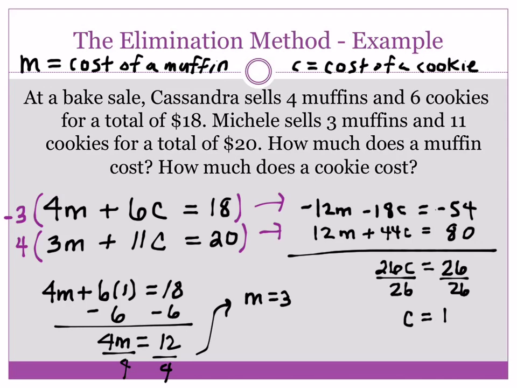Okay, let's check with the second one though. This would be 3 times 3, which gives me 9 plus 11. What is 9 plus 11? 20. Fantastic, so we got the right value.